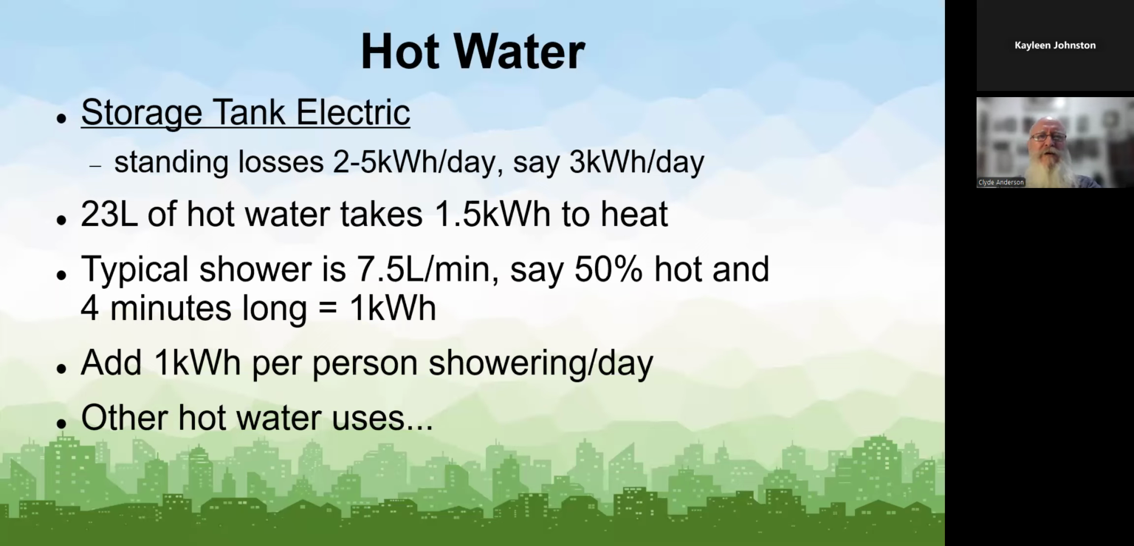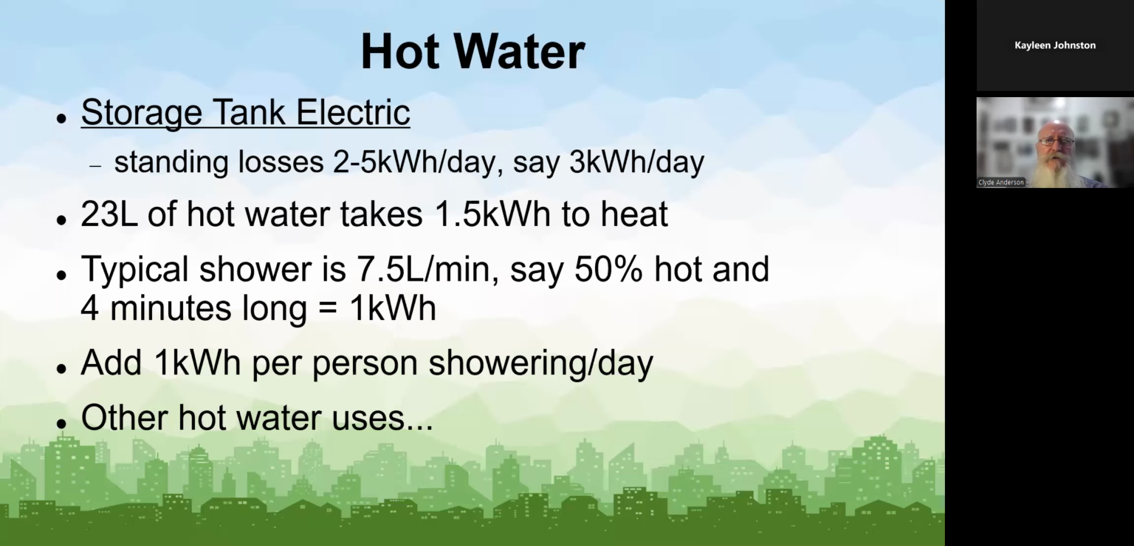If you're having a bath, obviously that uses a lot more hot water. So that's also a number to put in there. And what else uses hot water? Washing dishes, washing clothes, washing cars. Sometimes people like using hot water for washing all sorts of things because it makes the job easier. So that's for a storage tank hot water system, and not everybody has that. If you only have an instantaneous hot water system, there's no standing losses. So that's something to take note of.